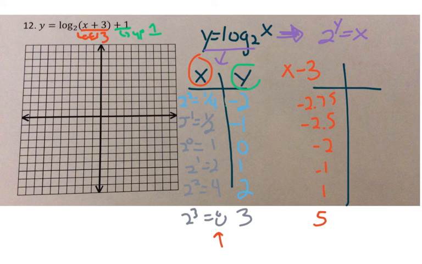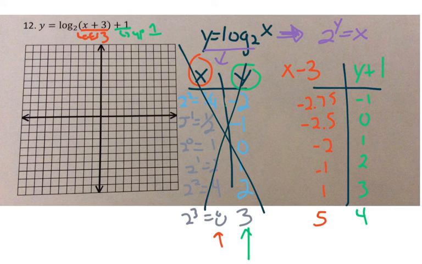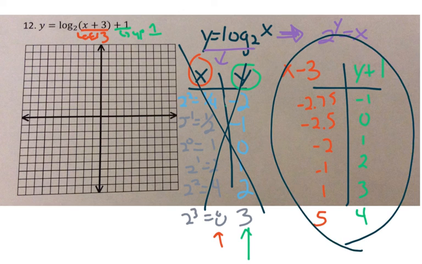Now for the y's, this is your +1. You're moving up 1. So what we do is we take all of these y values and add 1. So I'm going to add 1 to all of these y values, which gives me -1, 0, 1, 2, 3, 4. And then what I'm going to do is plot these points. So we're done with this table. These points are the ones that we're plotting, because remember, this is the graph that we're plotting here.